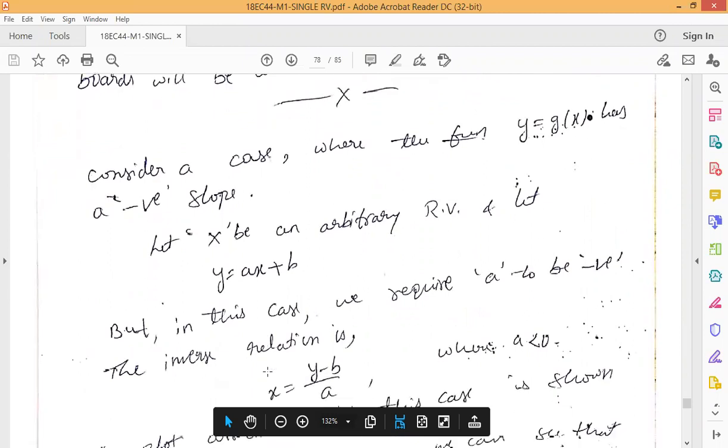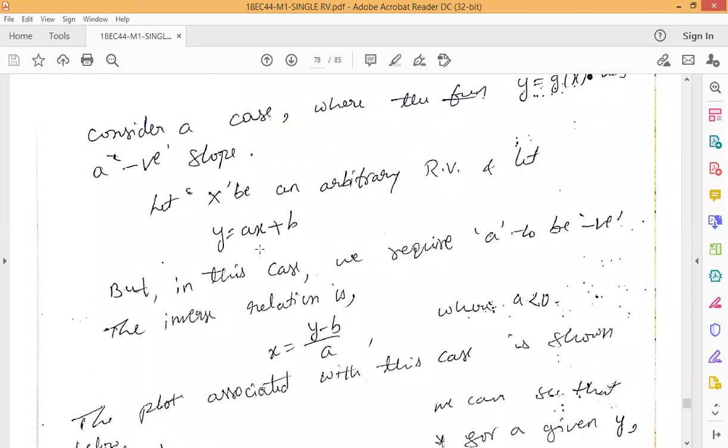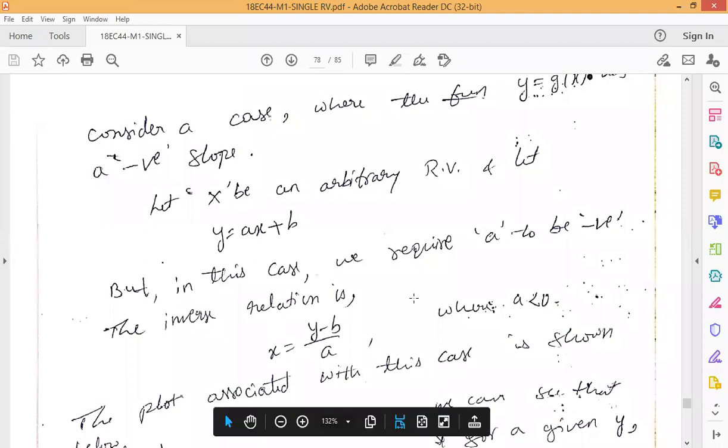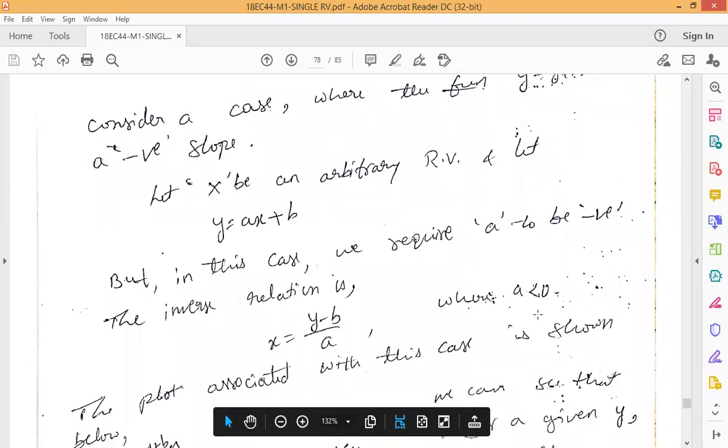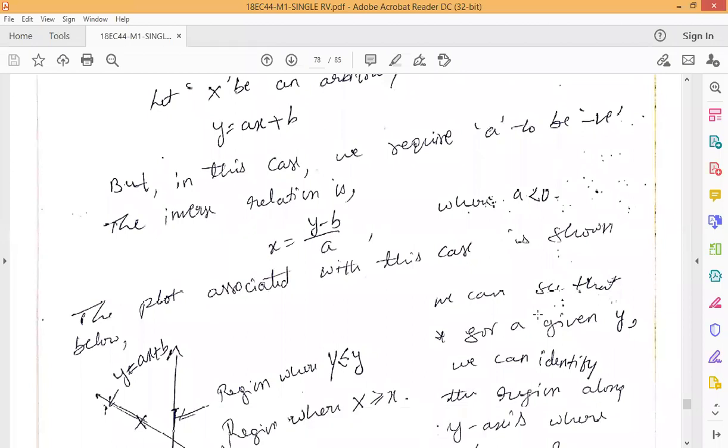Similarly, we are going to consider one more transformation function which is defined by y is equal to ax plus b. Whatever the first example we have seen, the same example is going to be taken here. Only the thing is here we are going to assume that a is a negative constant and the inverse function remains the same. But here a takes the value less than 0. Suppose if you are explaining for a as a positive constant, that will be a different case, and here we are going to assume a as a negative constant. For this the inverse function remains the same, only a will be less than 0.